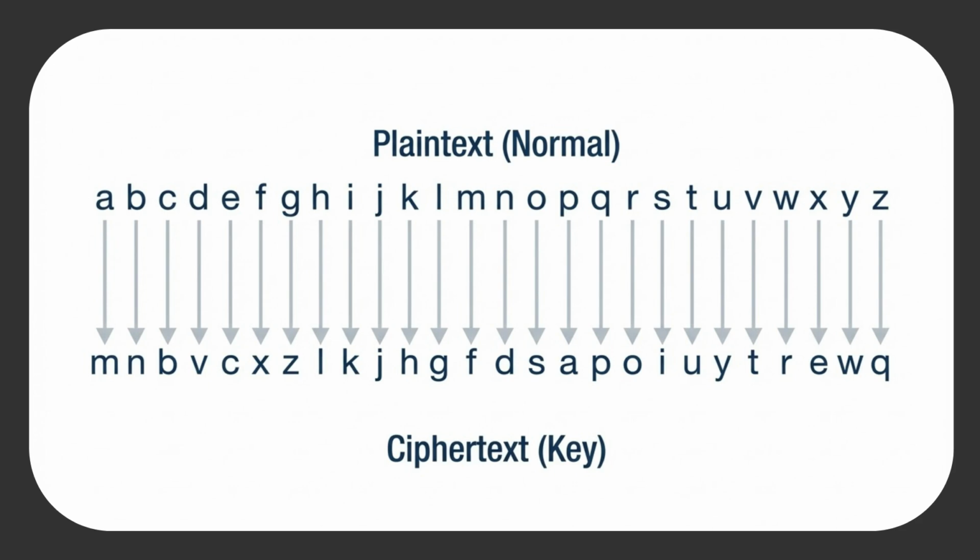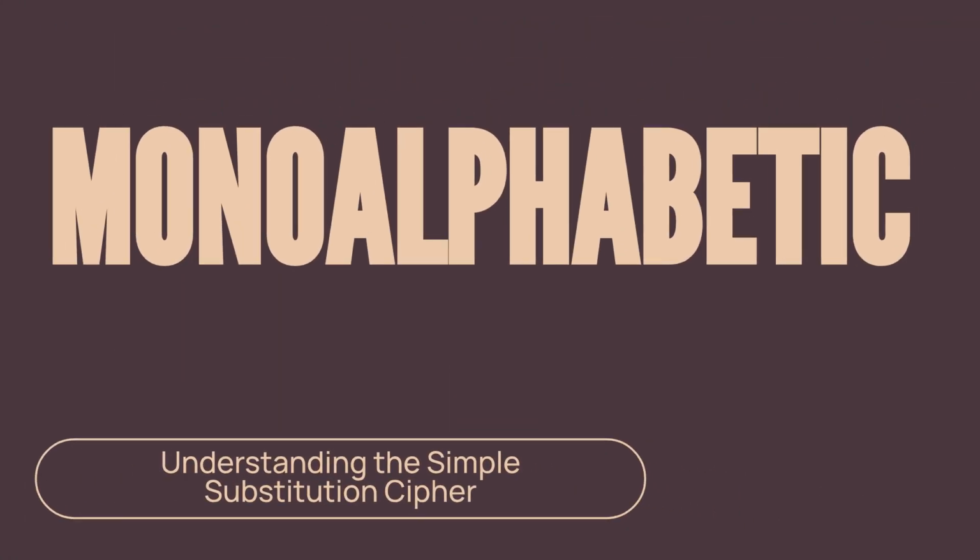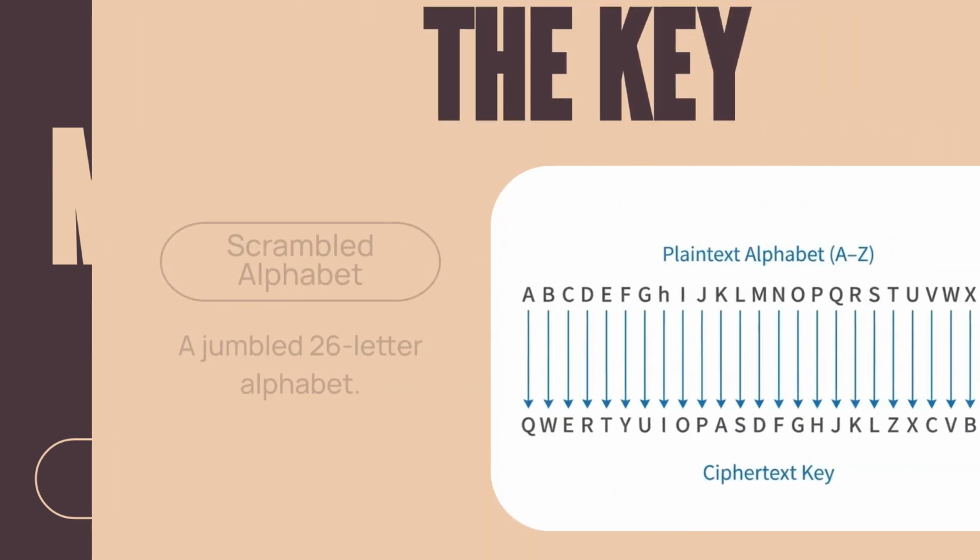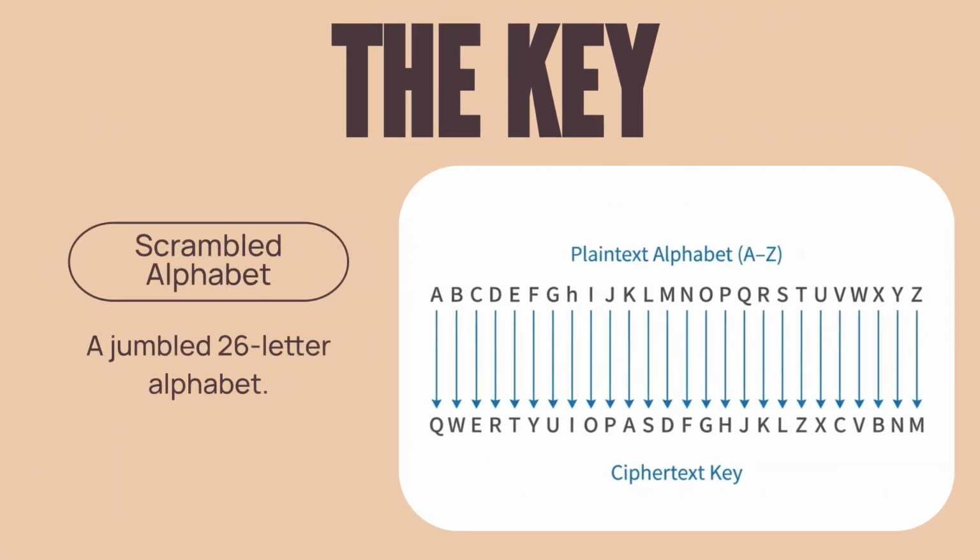A simple substitution cipher replaces each letter of the original message, or plaintext, with a corresponding letter from a ciphertext alphabet. This method is categorized as a monoalphabetic cipher, meaning that one letter is consistently replaced by the same unique letter throughout the entire message. The key to this cipher is essentially a jumbled or scrambled version of the 26 letters of the alphabet, which maps the plaintext letters to their replacements.